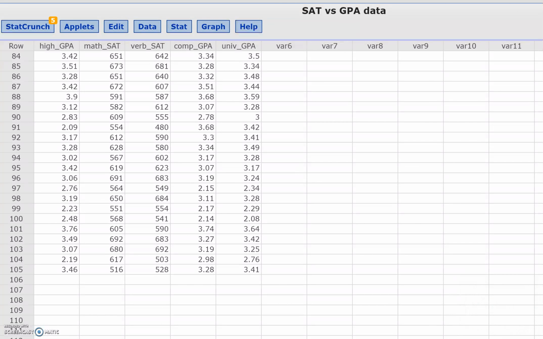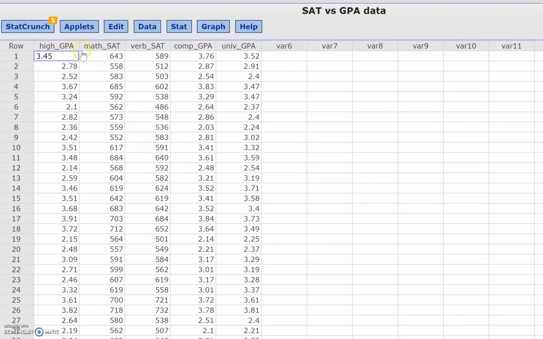So this data set, which I just randomly found perusing through StatCrunch, so I have no idea of its validity or anything like that, shows high school GPA, math SAT scores, verbal SAT scores, and then I'm not really sure what the comp GPA is, but it has students' university GPAs.